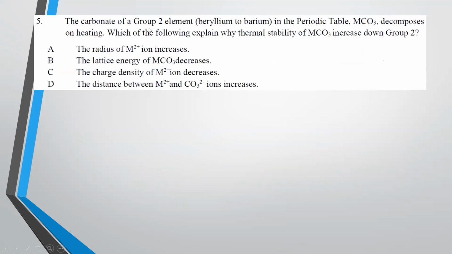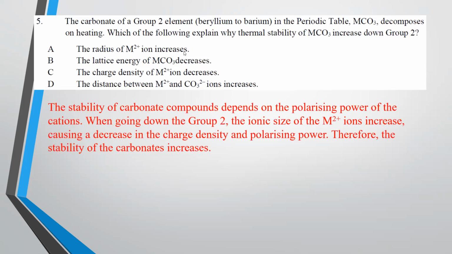Then we go to question number 5. Carbonates of group 2 elements from beryllium to barium in the periodic table decompose on heating. Which of the following explains why the thermal stability of MCO3 increases down group 2? Okay, so let's have a look at the solution. A, the radius of the M2+ ion increases, which is actually correct. Okay, but is it the best? Let's have a look further.